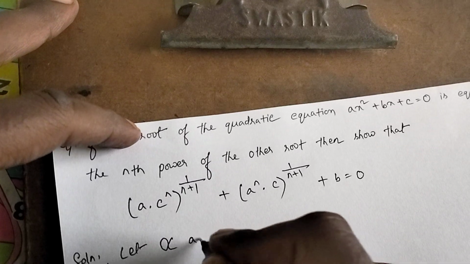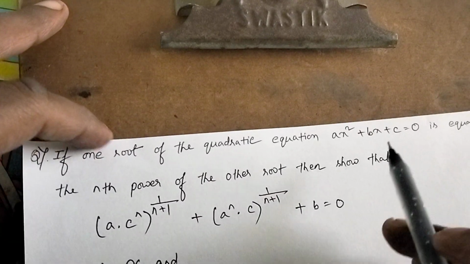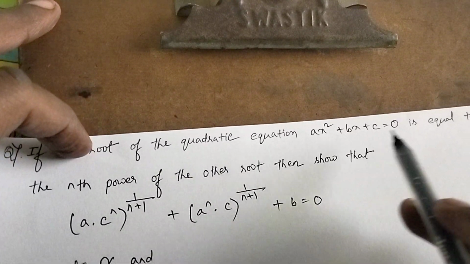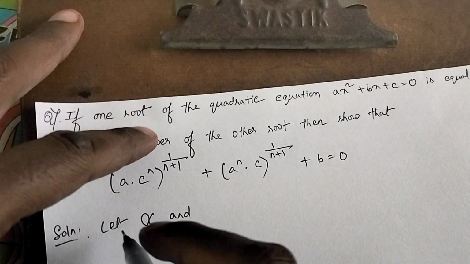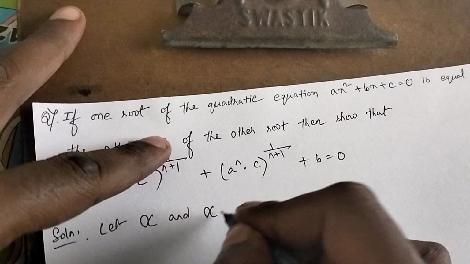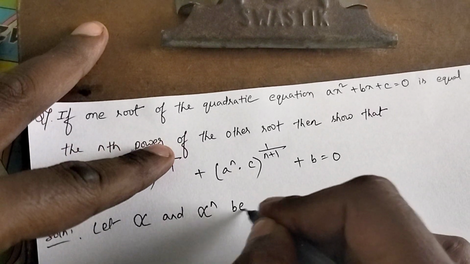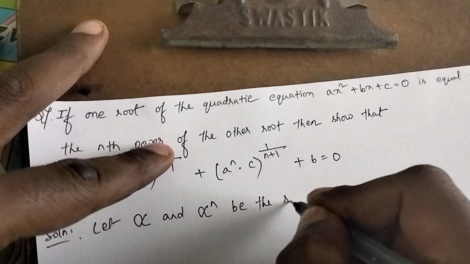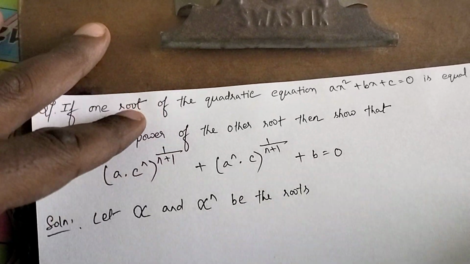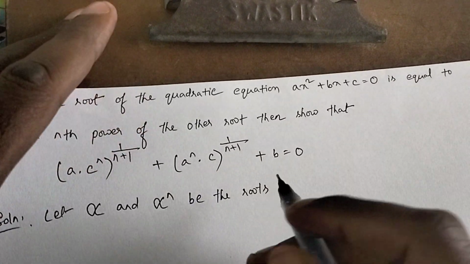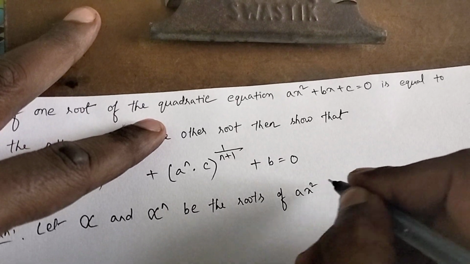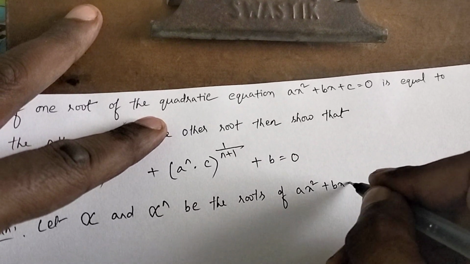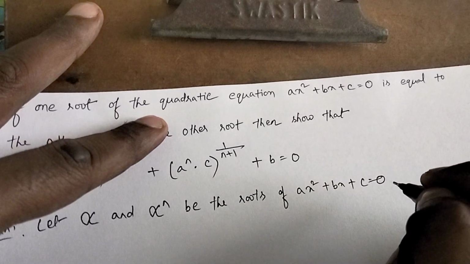Let alpha. It has been said that one root of the equation is equal to the nth power of the other root. So I will take the two roots as alpha and alpha to the power n. Let alpha and alpha to the power n be the roots of this equation ax square plus bx plus c is equal to 0.